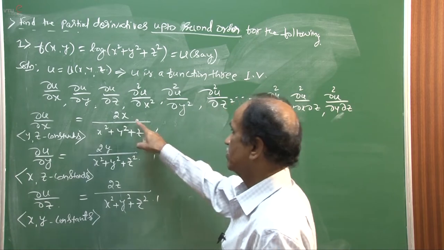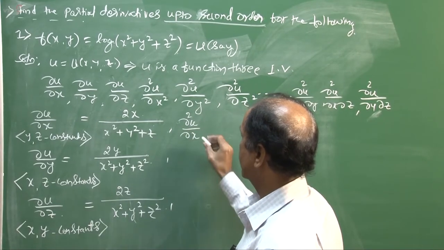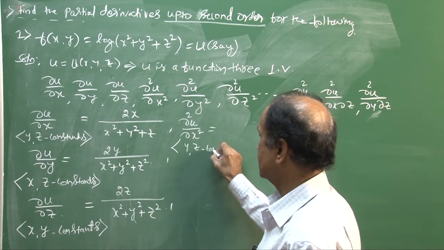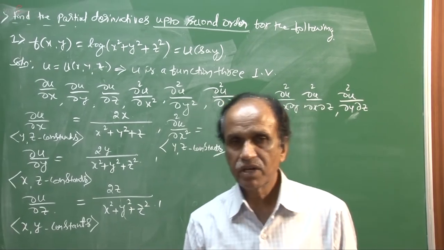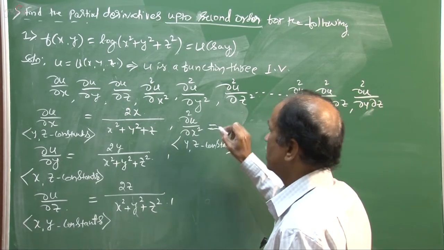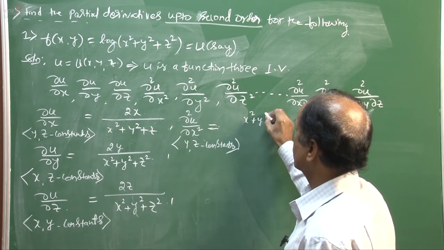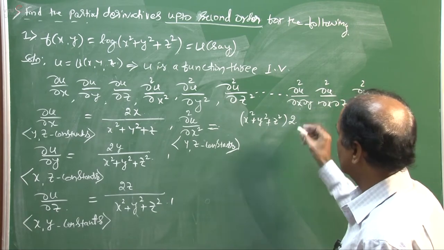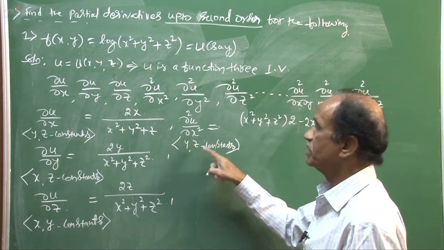Now, first order we have obtained. Now you write second order, that is del square u divided by del x square. Again, same assumption, that means y, z you have to treat as constants. It is just like when we are talking to one person, I will ask another person to keep quiet. Just like that. It is the meaning of partial differentiation. Then del square u divided by del x square. This is a quotient rule. Quotient rule means what? Denominator x square plus y square plus z square into derivative of numerator, because this is the u by v formula, and then 2 minus 2x into, yes, it is only with respect to x I am taking, right?